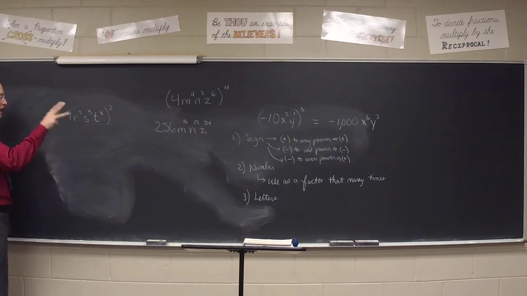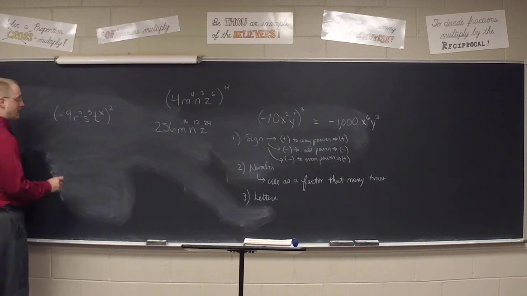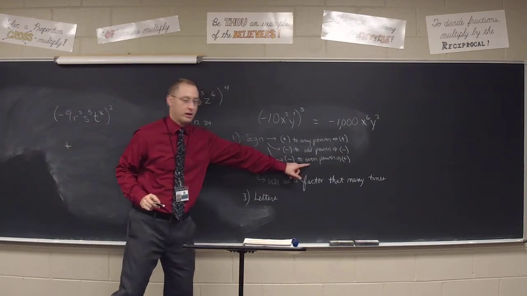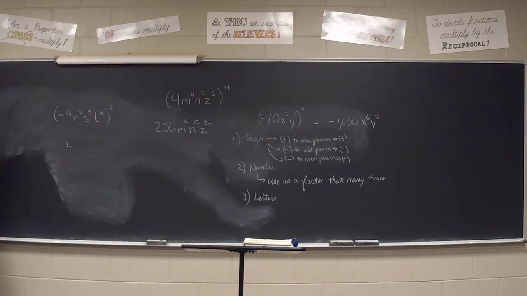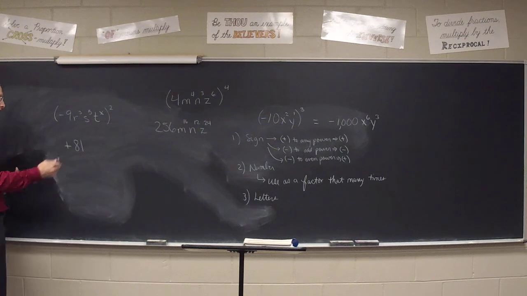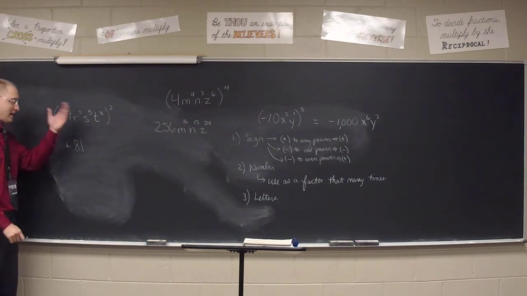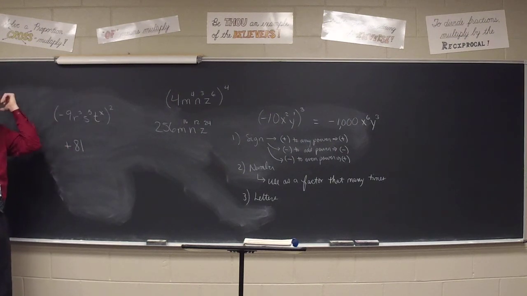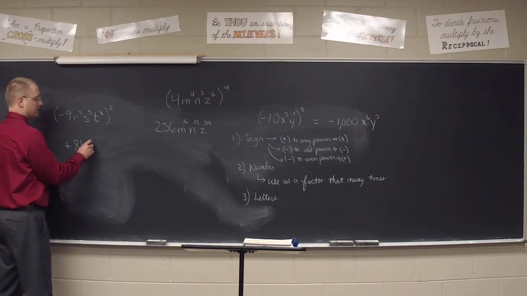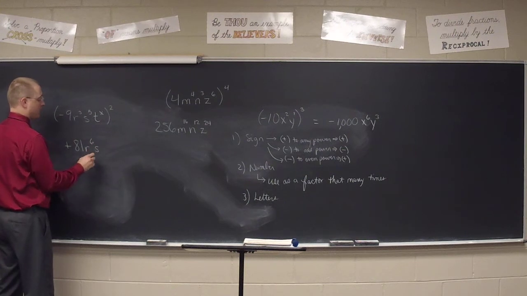You know your 3 steps: sign, number, letter. And when you take care of your sign here, class, you're going to get? Positive, because you have a negative to an even power. It's going to become positive. What about the number? 81. 81, good, not 18, it's not 9 times 2, it's 9 times itself, 9 times 9. And then with the letters, we said to raise powers to a power, multiply the exponents. So here, Josh, I'm going to get r to the 6th. Dylan, I'm going to get s to the 10th.